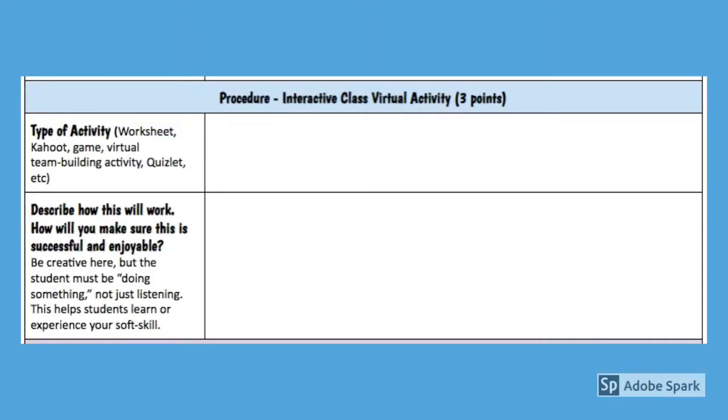So then there's the procedure section of your lesson plan. This is basically an interactive activity that you're going to plan and create for your students to do to help learn about your soft skill, like some kind of a worksheet or a Kahoot or a Quizlet, something that they would actually have to do. So tell me about what it's going to be and how will you make it enjoyable for your students.